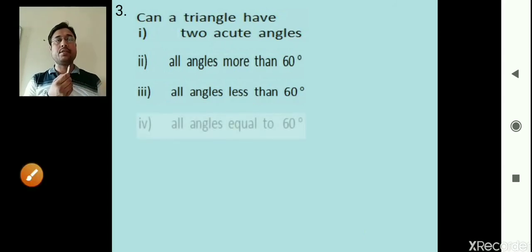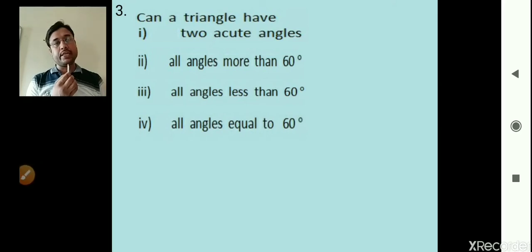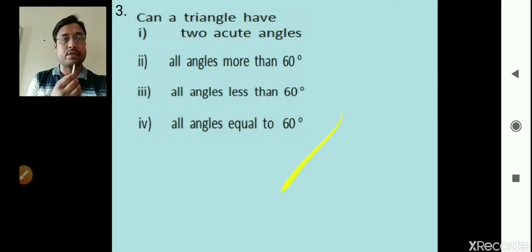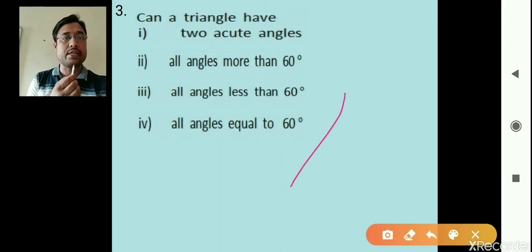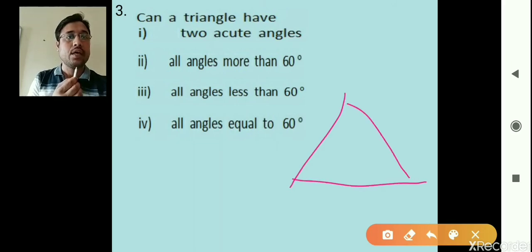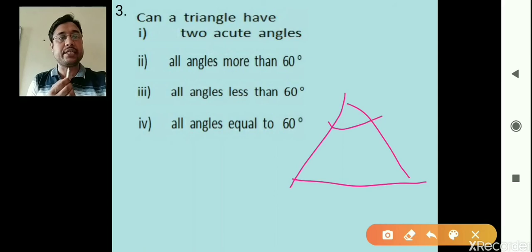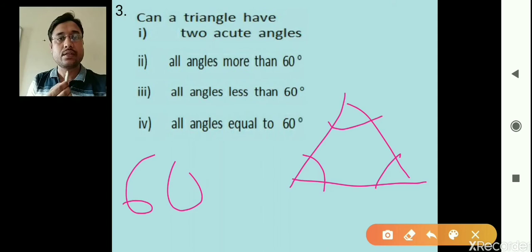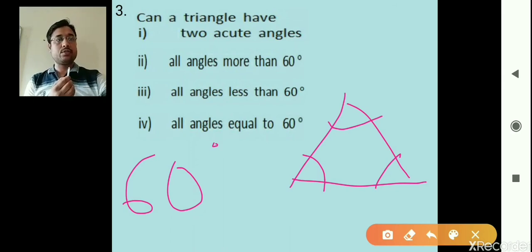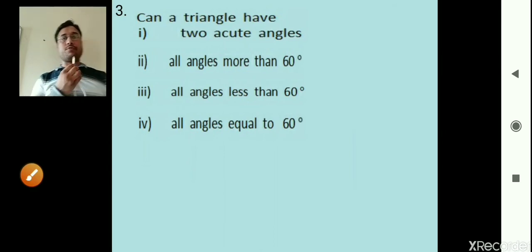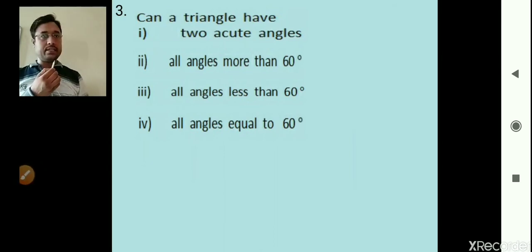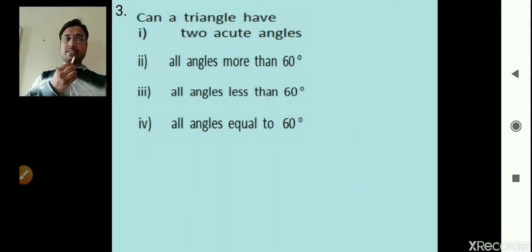Next we have this: all angles equal to 60 degree. Yes, it is possible in an equilateral triangle. You have seen that in an equilateral triangle like this that we are drawing, all the angles are 60 degree. Each angle measurement is 60 degree. Okay. So this is possible, and their sum is 60 into 3, 180 degree. So in an equilateral triangle also, the sum of all the three angles is 180 degree. Each angle measures 60 degree.